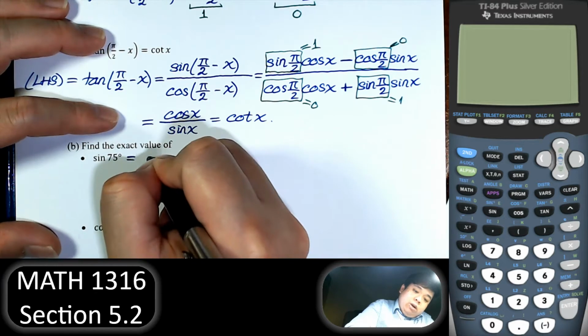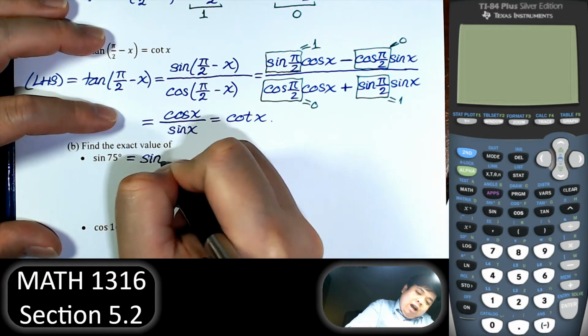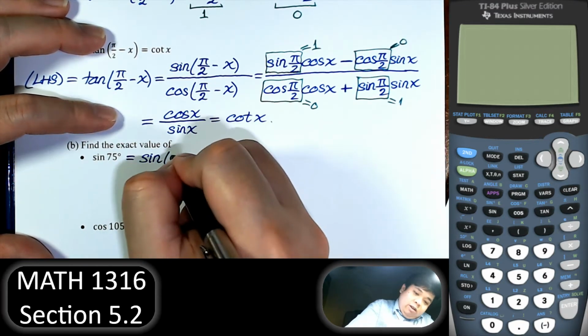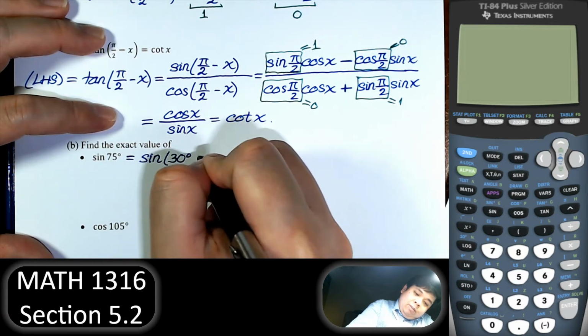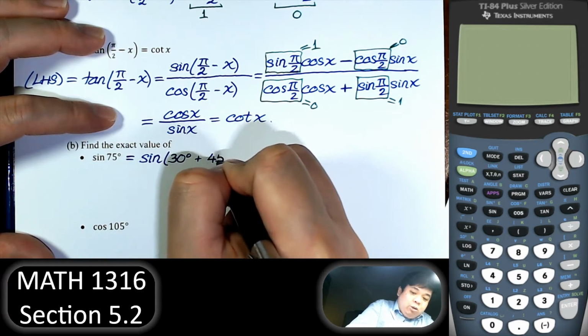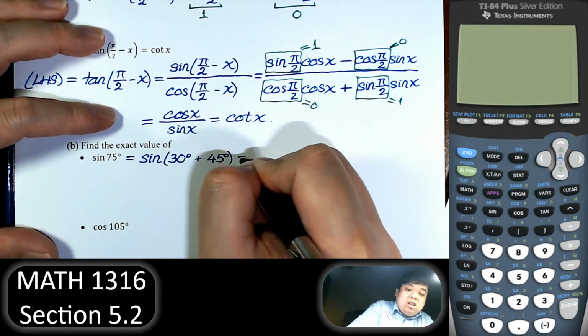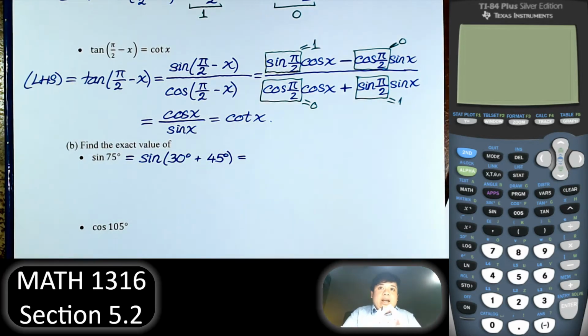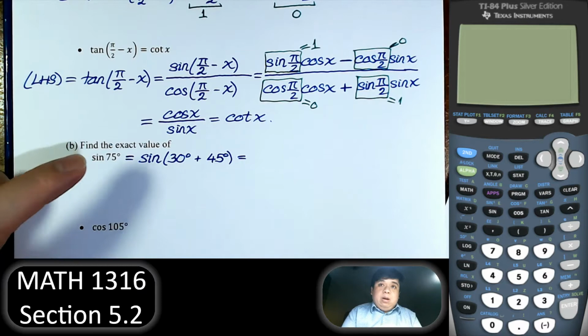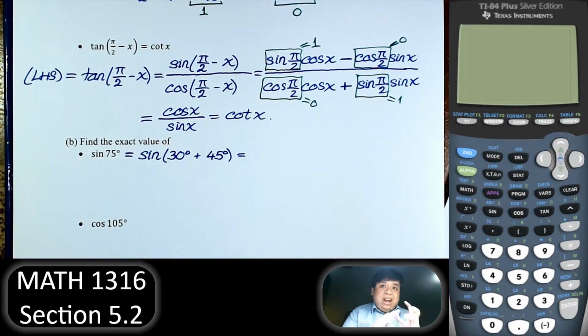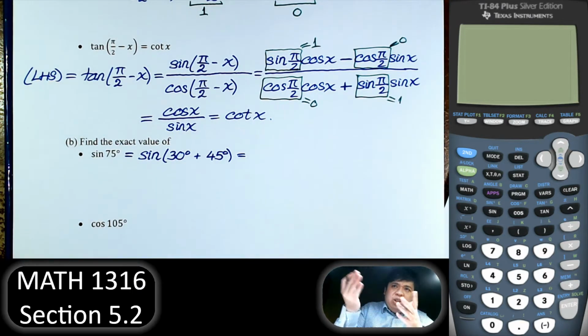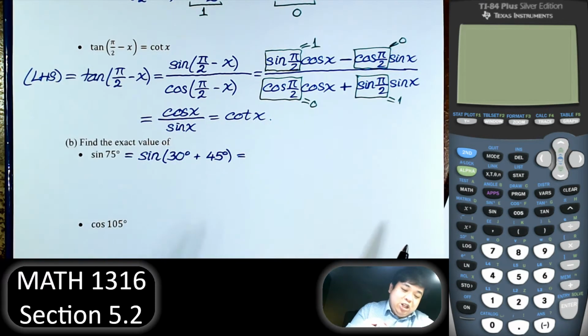And that something we know is 75. How about 30 plus 45? We know exact values for 30. We know exact values for 45. So that certainly works. So instead of writing the exact value for that, we try to write everything as a combination of 30, 45, and 60, or equivalently, pi over 6, pi over 4, pi over 3. Maybe pi over 2 too, if we need to.